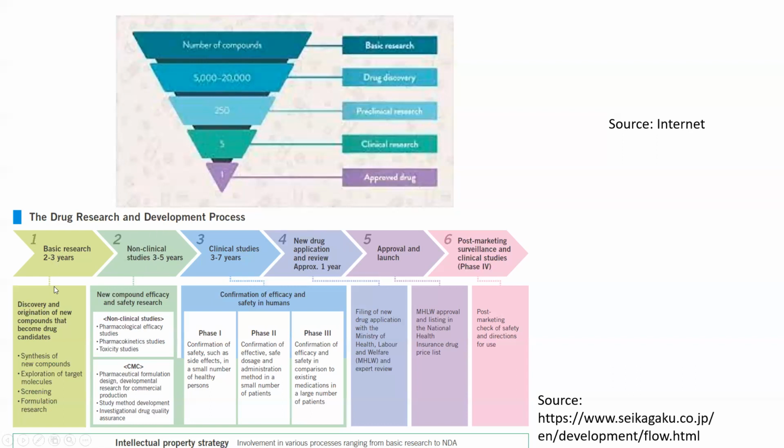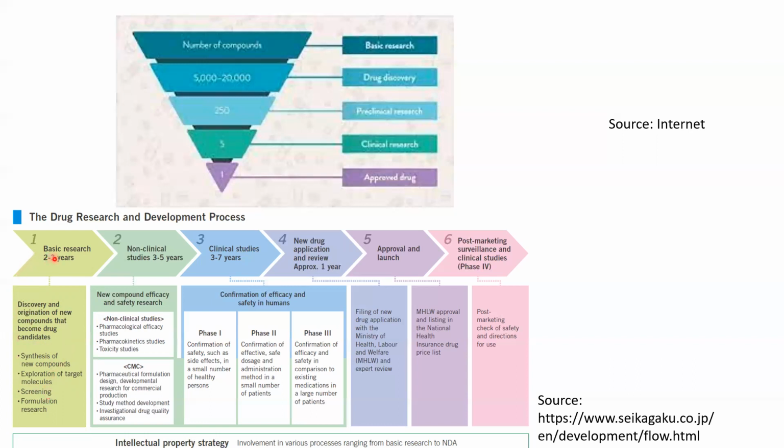Basic research takes place over 2 to 3 years. Basic research deals with the discovery and origination of new compounds that become drug candidates. That's one of the important things that we do in basic research. Here we synthesize new compounds, explore different target molecules, screen the molecules for the desired biological activity, and do some formulation research also.